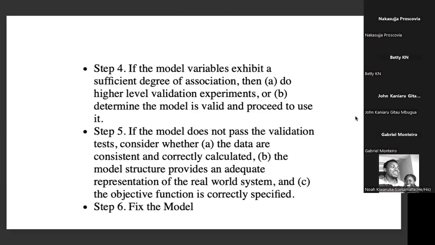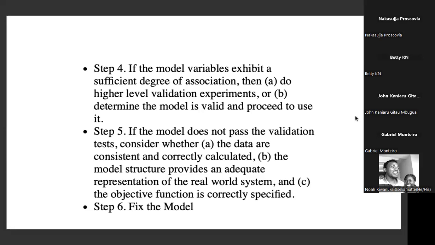So step 4: if the model variables exhibit a sufficient degree of association, I know you did degrees of association in biostatistics or in theories of biostatistics, then do higher level validation experiments or determine if the model is valid and proceed to use it. If the model does not pass the validation test, then consider whether the data are consistent or correctly calculated, the model structure provides an adequate representation of the real-world system, and the objective function is correctly specified.